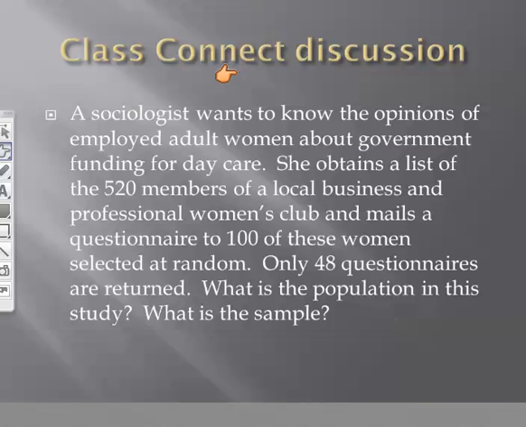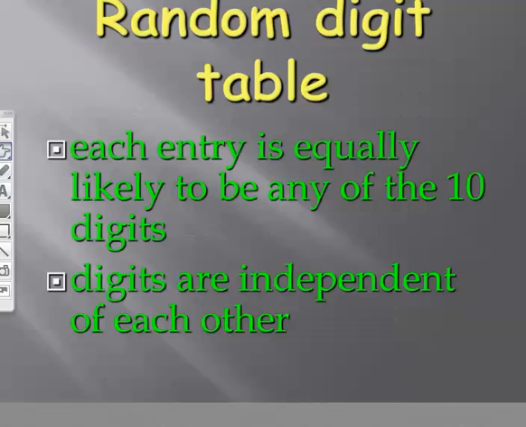Okay? So what we're going to do in the class Connect this week is I'm going to bring this question up. It says, a sociologist wants to know the opinions of employed adult women about government funding for daycare. She obtains a list of the 520 members of a local business and professional women's club and mails a questionnaire to 100 of these women, selected at random. Only 48 questionnaires are returned. What is the population in the study? What is the sample? We'll talk about that when we get into our class Connect a little bit, but I want to give you a chance to look at it and think about it for a second.